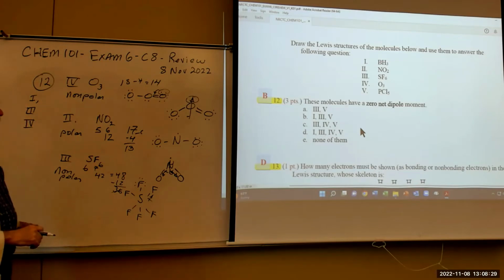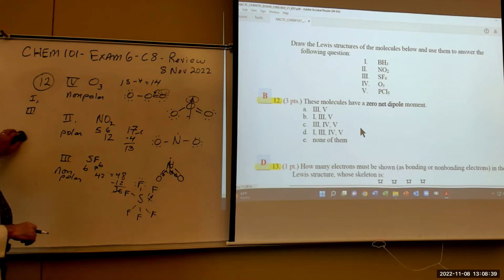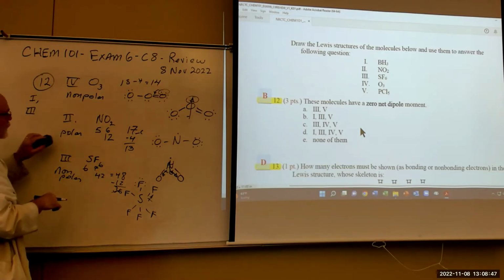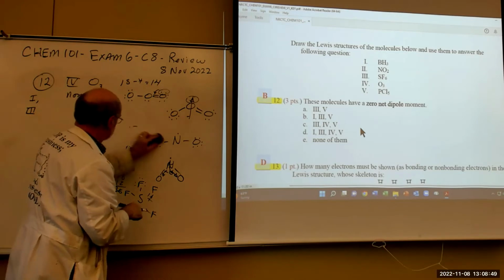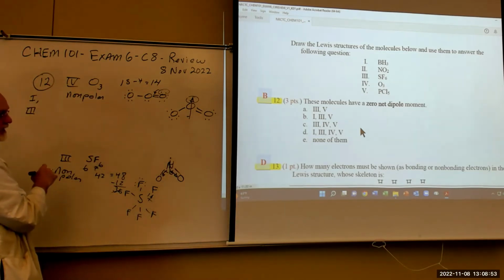Okay, we got the last one, PCl5. Oops. Read my question. Zero net dipole. Okay, so if that's polar, then it doesn't fit. So we've still only got 1 and 3. Let's look at the last one. You're going to keep me getting confused.